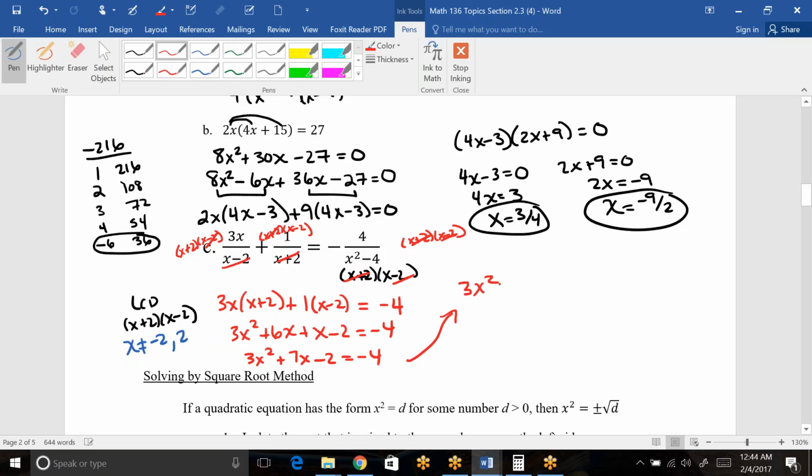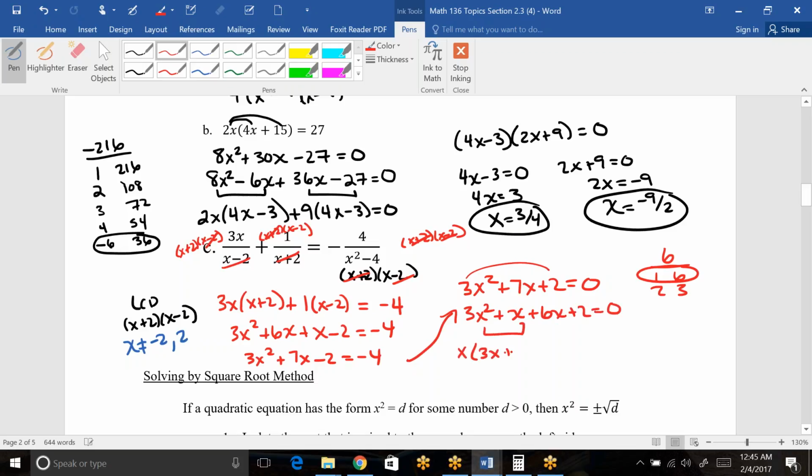So this becomes 3x squared plus 7x plus 2, because negative 2 plus 4 equals 0. Again, it's an AC method, so 3 times 2 is 6. 1 and 6, 2 and 3 has to add to 7, so it has to be 1 and 6. So 3x squared plus x plus 6x plus 2 equals 0. You can pull an x out of the first pair and you get 3x plus 1. You can pull a 2 out of the second pair and you get 3x plus 1 again. So 3x plus 1 is the first parentheses and x plus 2 is the second parentheses.